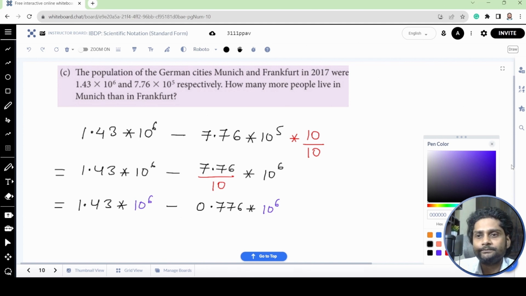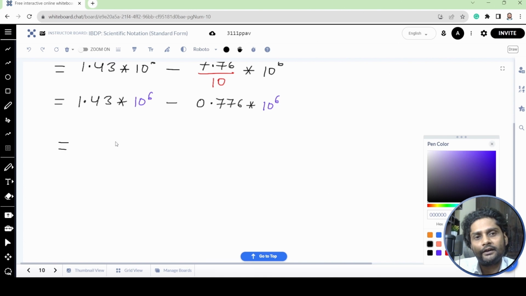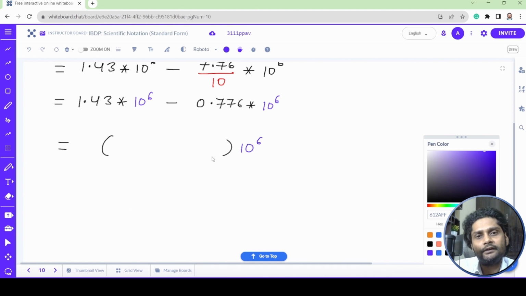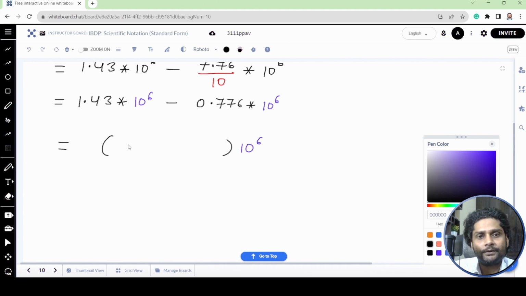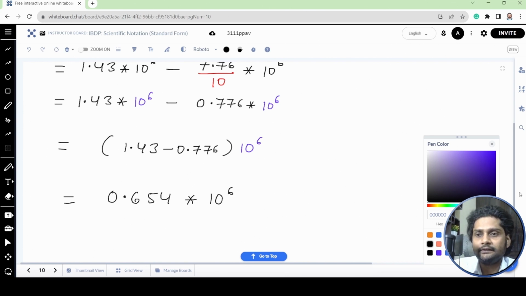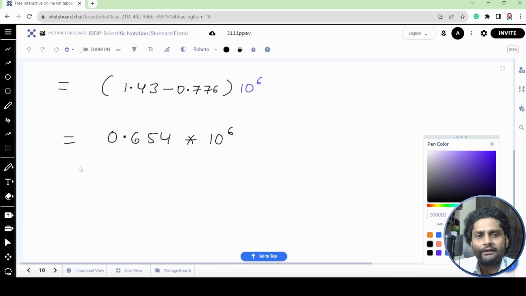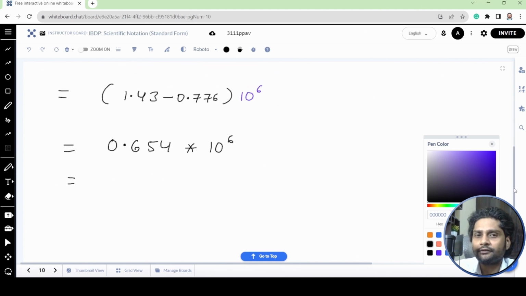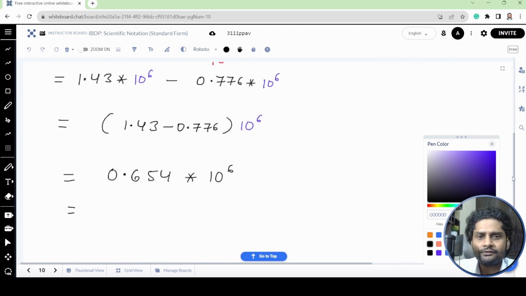Now students, what we can do, we can take it out as common, as we keep this term in the bracket, and we have taken 10 raised to the power of 6 as common, and we have got 1.43 here, minus 0.776, and of course this can be easily subtracted. I'm going to subtract it. We get 0.654. Again students, we need one more step in that question because we want to get the answer also in the scientific notation, or we can even directly write, because they did not ask you to give the answer in the scientific notation, so it's still okay.